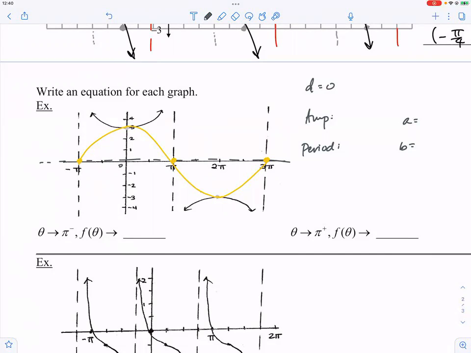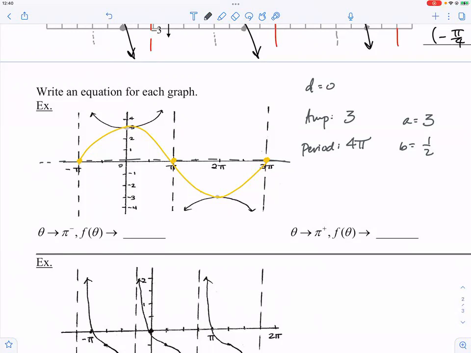The amplitude is 3. So the A value is 3. The period, that's one complete pattern from negative pi to 3 pi. That means the period is 4 pi. And the B value would be 1/2. Okay, so we know the D value already. And now we have all this information.